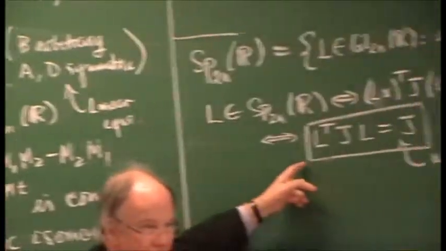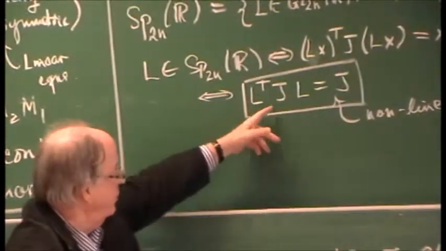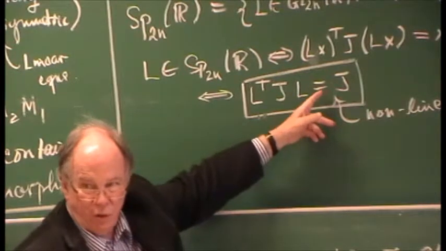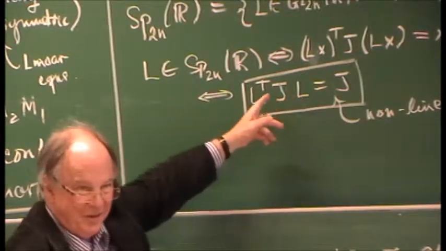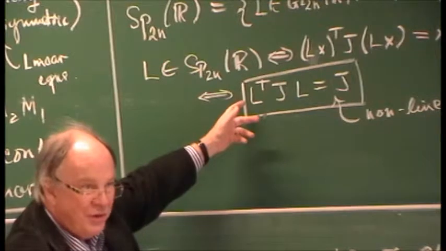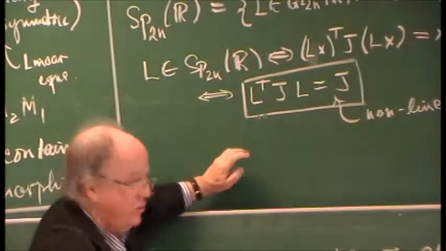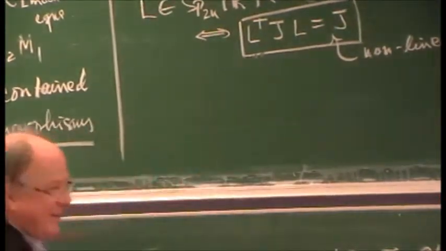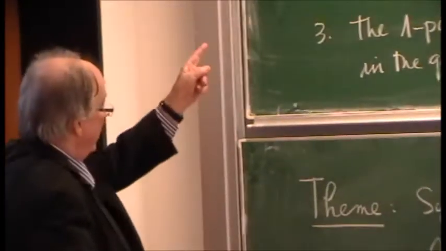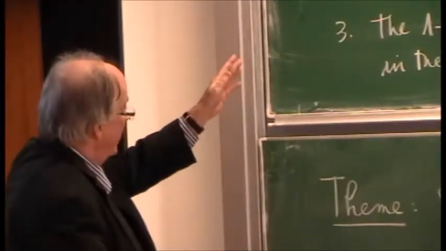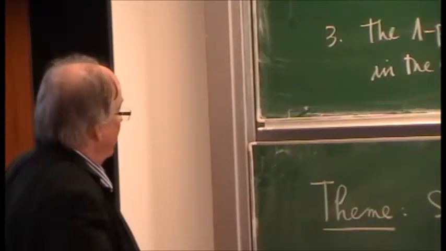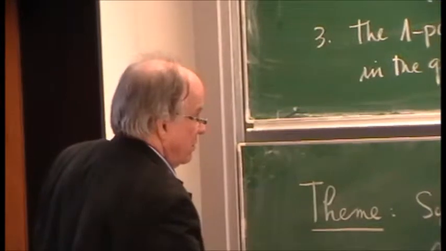I have a matrix, transpose it, multiply by J, multiply by the matrix, and I'm supposed to get J. That's 4 block equations, they're all nonlinear. You see what I mean? I don't have to do it. Are you going to make me do it? No. So that's not linear. It's much better to operate in the symplectic algebra, where the Hamiltonian field is defined.